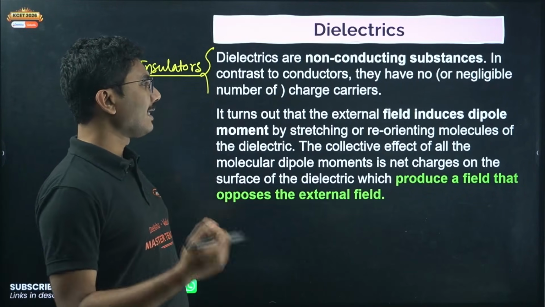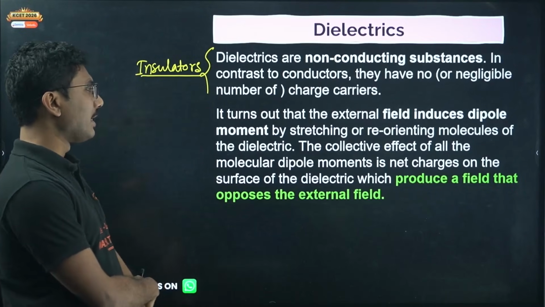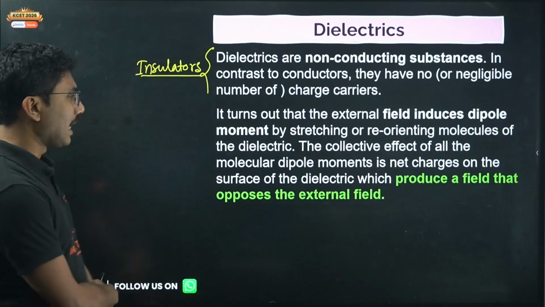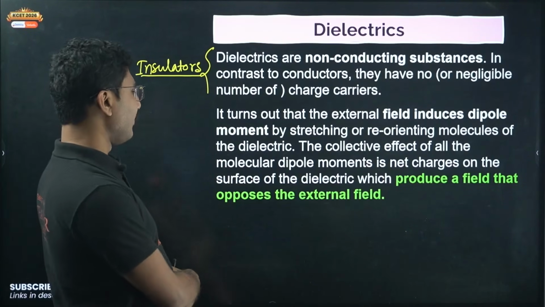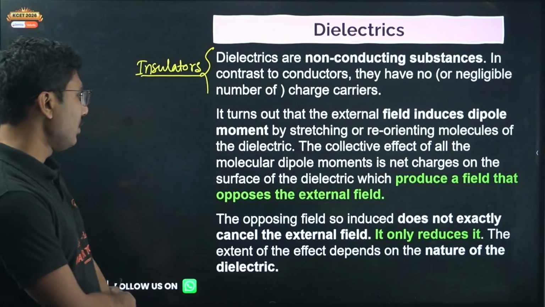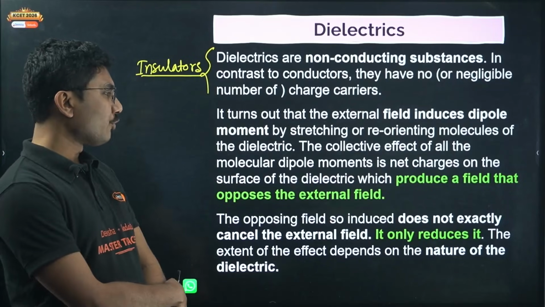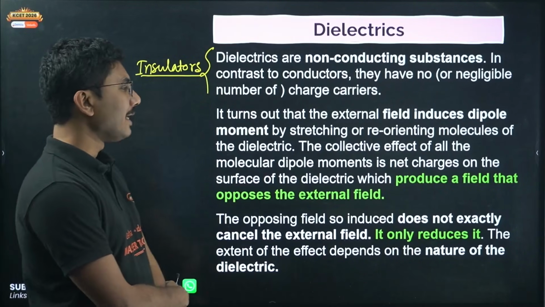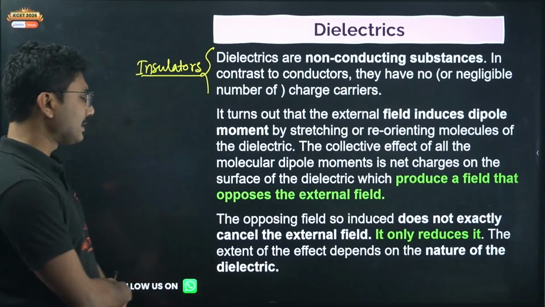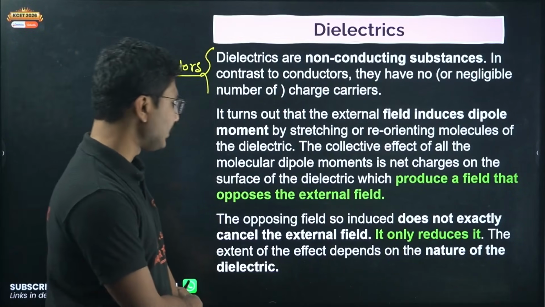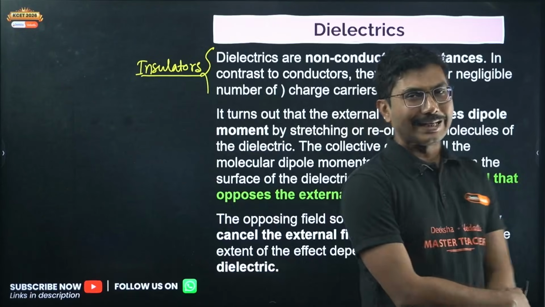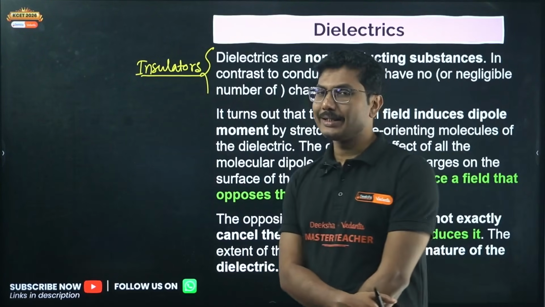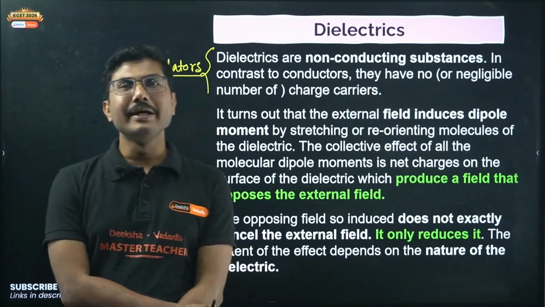Okay, so the collective effect of all the molecular dipole moments is the net charges on the surface of the dielectric, which produce a field opposite the external field. So the opposing field so induced does not exactly cancel the external field, it only reduces it. The extent of the effect depends on the nature of the dielectric. So basically metal cancels the electric field altogether, but dielectric does not cancel the electric field, it reduces it.